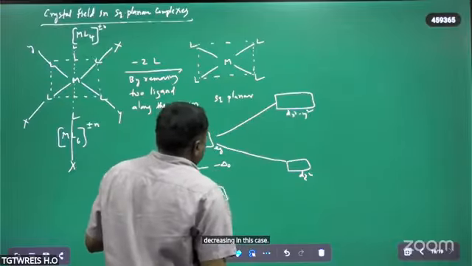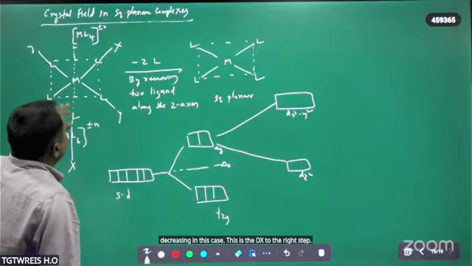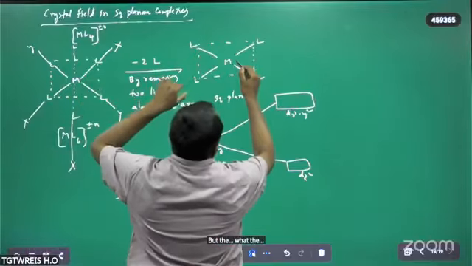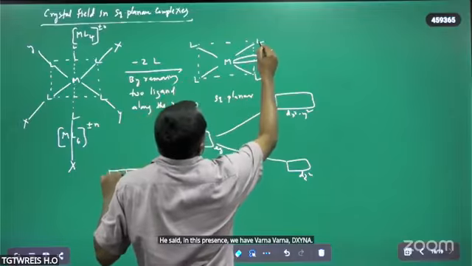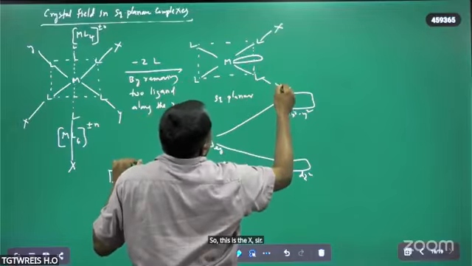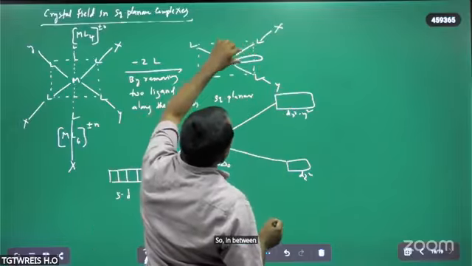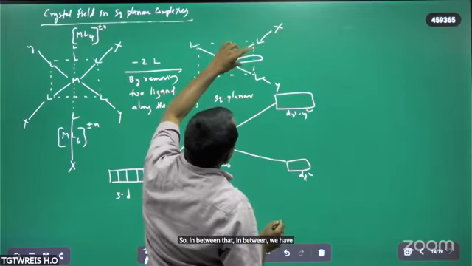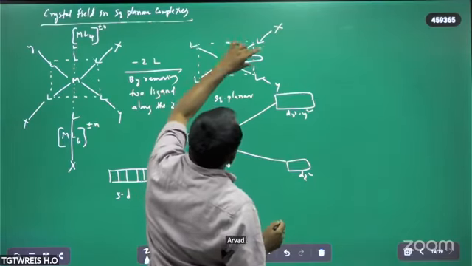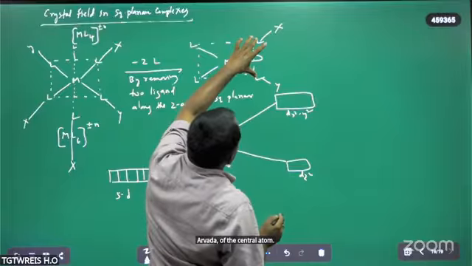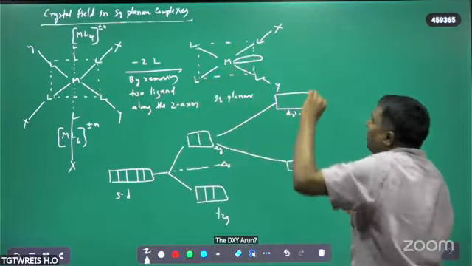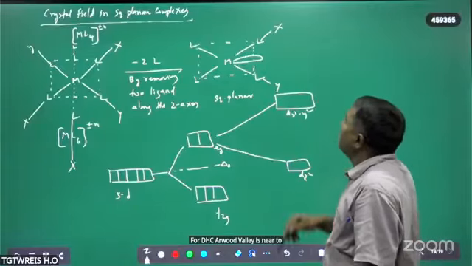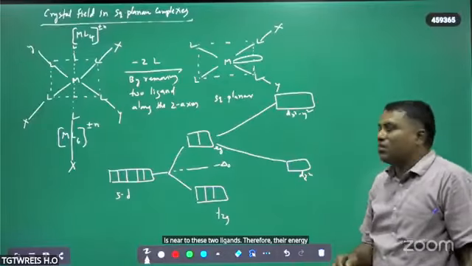This is the dx square minus y square. But in this case we also have the dxy orbital of the central atom. Suppose this is the x, this is the y. In between we have the dxy orbital, which is near to these ligands. Therefore, its energy is somewhat increased.